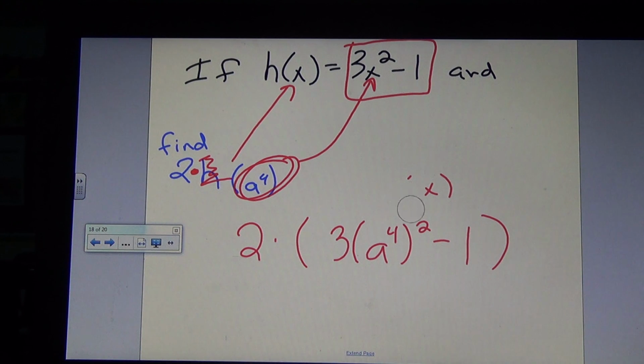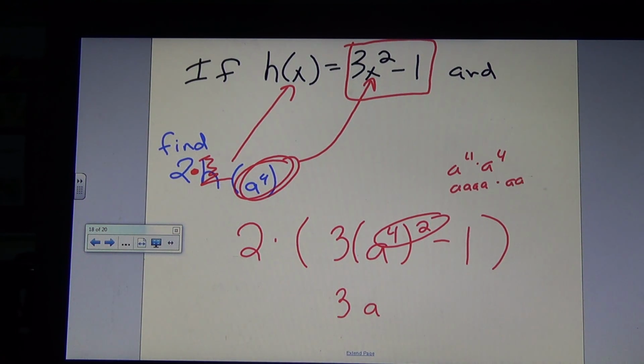Alright, so now I plugged it in, and then I just simplify just using PEMDAS. So power to power, what's the rule? We multiply, so I get 3, a to the 4 times 2, that is 8. When you multiply this power to power, it's a to the 4th squared, so it'd be like a to the 4th times a to the 4th, which is a times a times a times a times. So 4 and 4, that gives me 8 of them. Okay? And then minus 1.